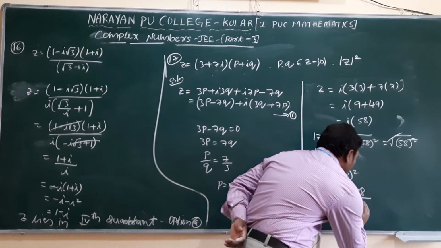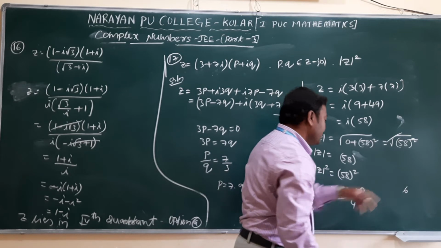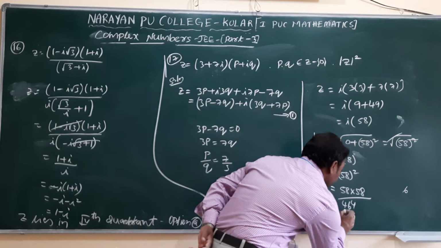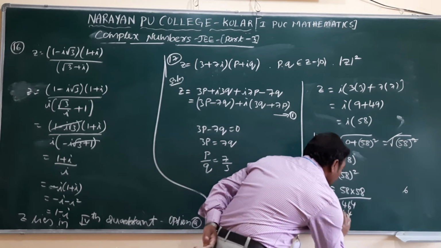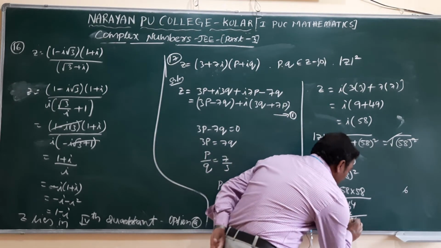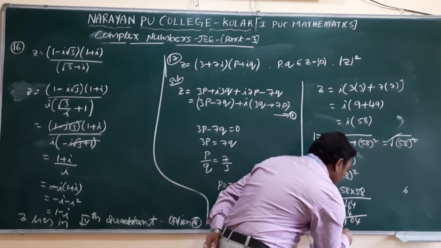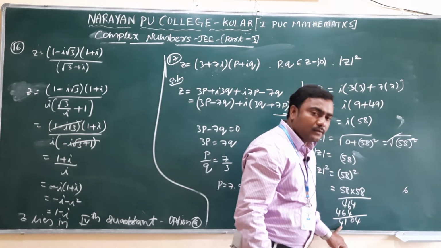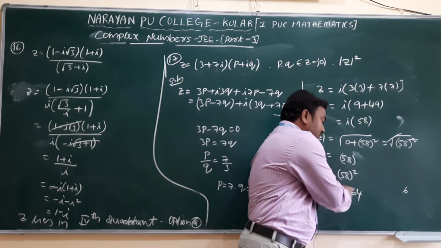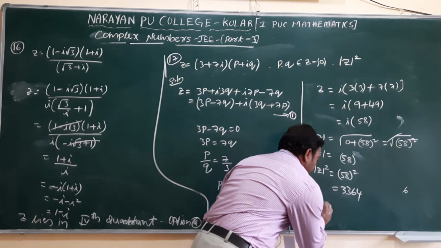8 8s are 64, 4 carry 6, 8 5s are 40, so 46, remaining 4, 6, 4, 4, 0. So mod Z whole square is 58 square, the 58 square value is 3364. Here option D is the correct option.